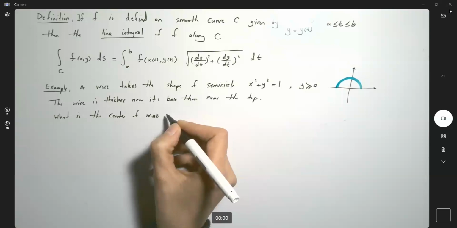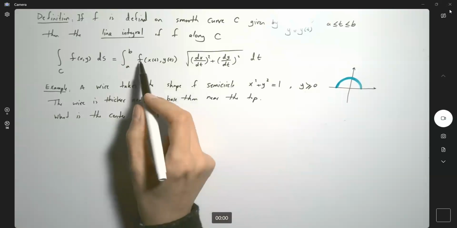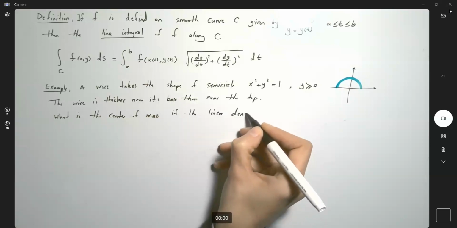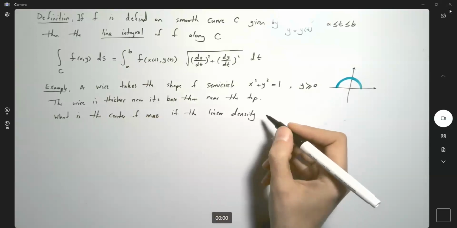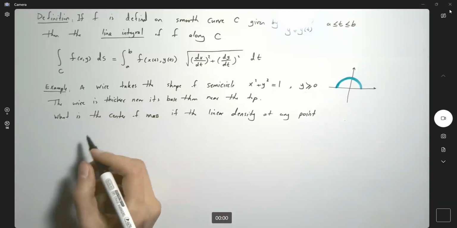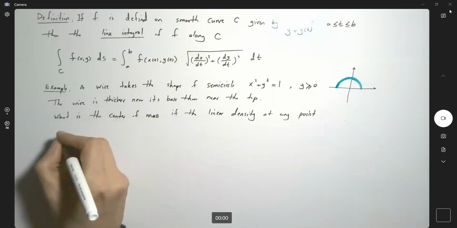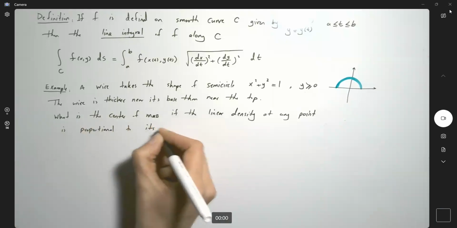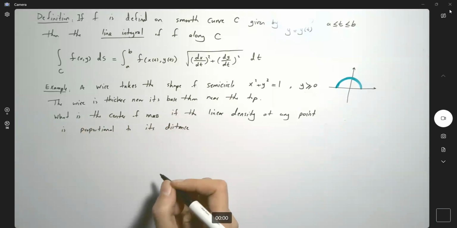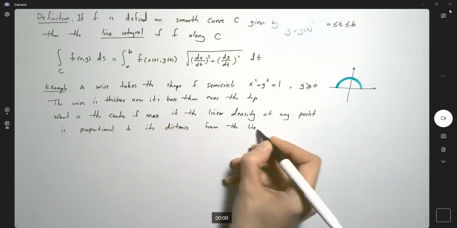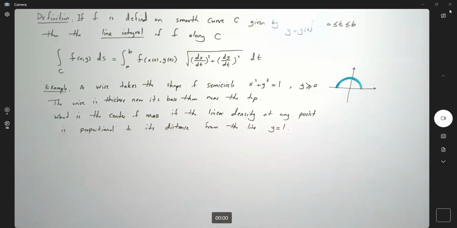What is the center of mass if the linear density, so we need some more information, for example, about rho, if the linear density at any point is proportional to its distance from the line y equals 1. Very good.